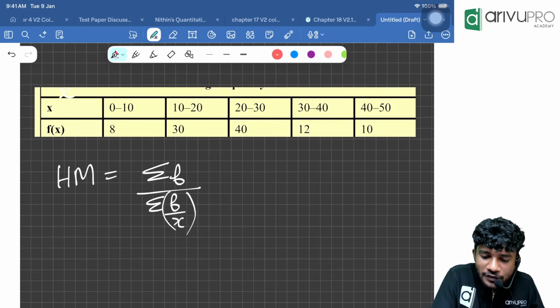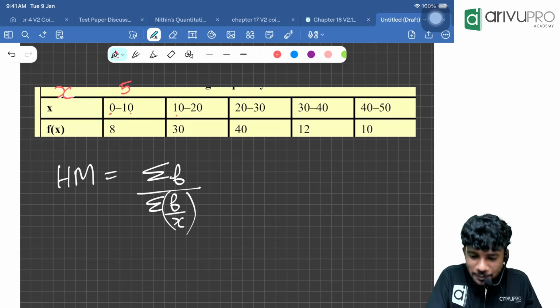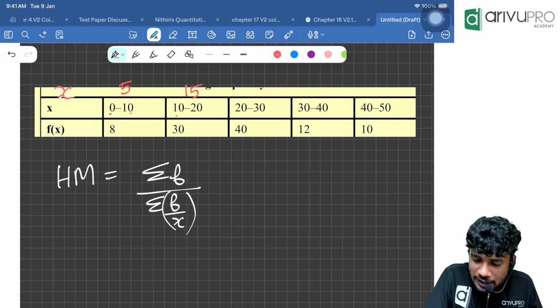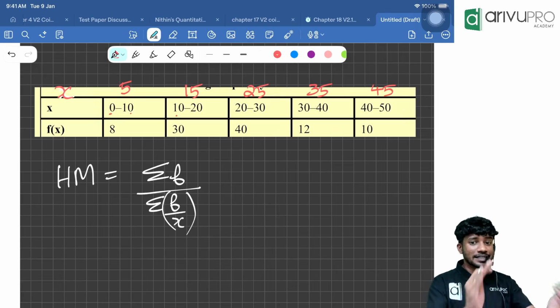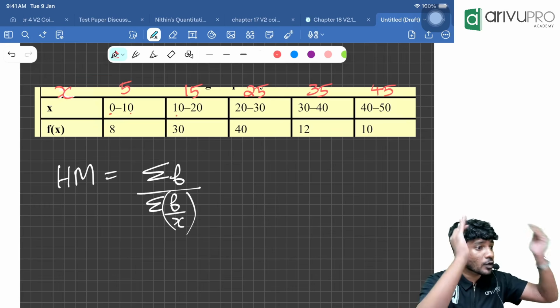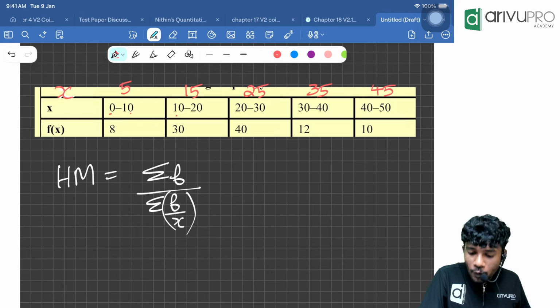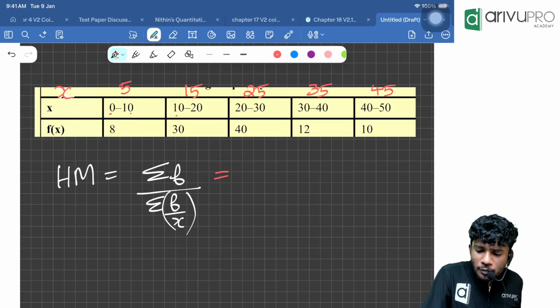What is the value of X? You should tell me. 0 plus 10 divided by 2 is how much? The 5. 10 plus 20 divided by 2 is how much? 15. Then 20 plus 30 is 25. This is how much? 35. This is how much? 45. Very easy. We will find the X value by taking the class mid value or the class mark. Now, sigma F we already got. How much was it in the previous question? We wrote it as 100.